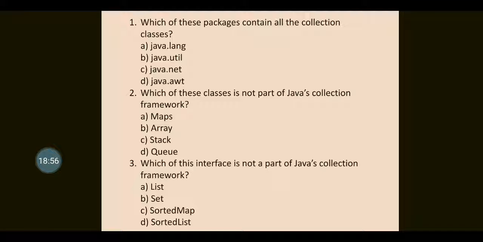So the first question is, which of these packages contain all the collection classes? Yes, java.util, that is option B, is the correct answer. And for the second question, which of these classes is not a part of Java's collection framework? So Maps is the correct answer. So option A is the correct one. And for the third question, which of these interfaces is not a part of Java's collection framework? Option D, that is SortedList, is the correct answer.